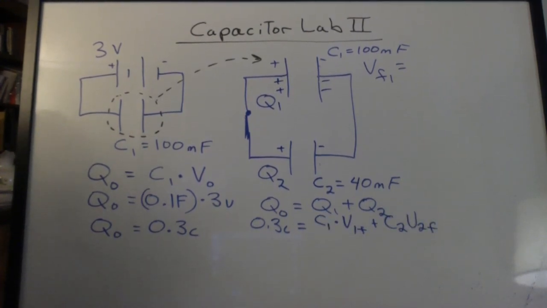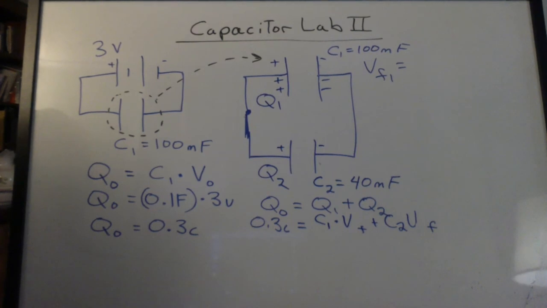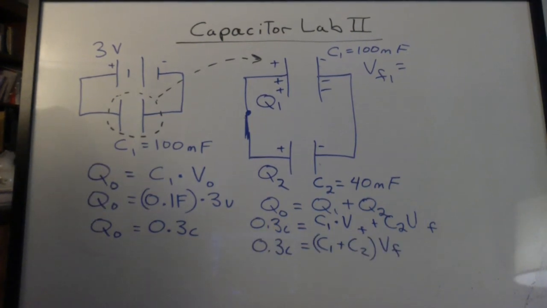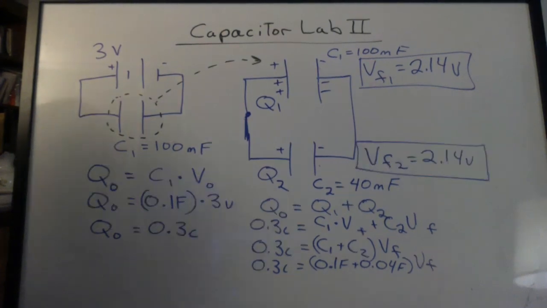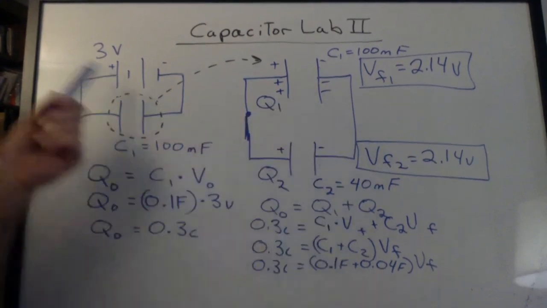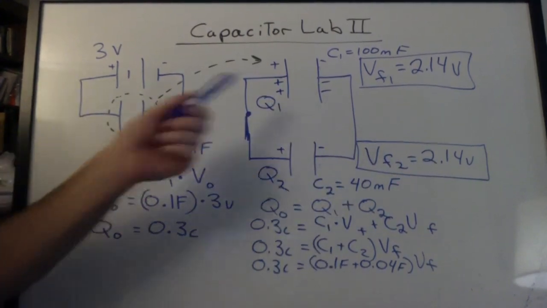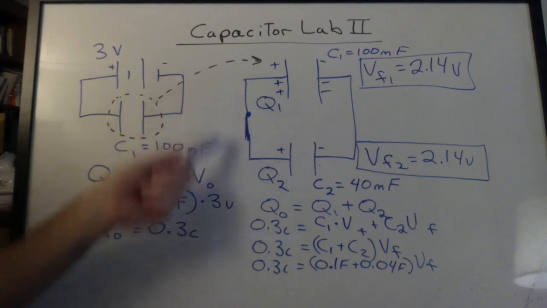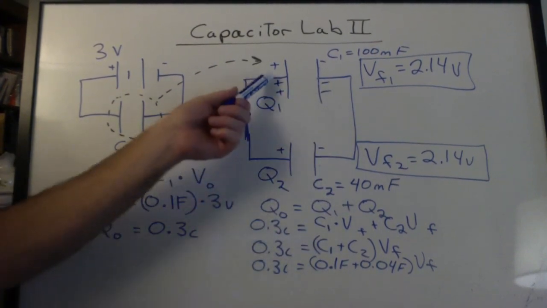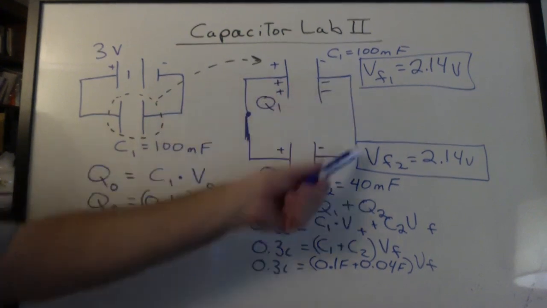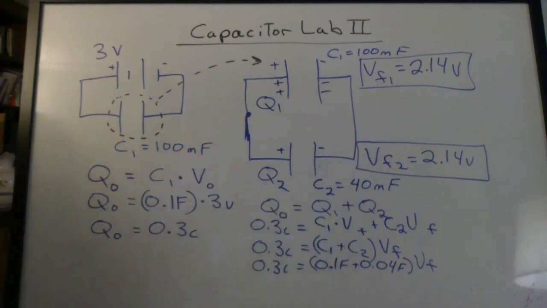And we can replace Q1 and Q2 with the capacitance and the voltage for each one. Now, since V1 final and V2 final have to be the same, we can factor them out. And now solve for V final. And we get 2.14 volts for each capacitor, which makes sense because that number is lower than the 3 volts. It's the same voltage because these are just wires connecting these capacitors. The voltage here has to be the same everywhere on that side, and that has to be the same everywhere on this side. So the voltage drop obviously has to be the same.